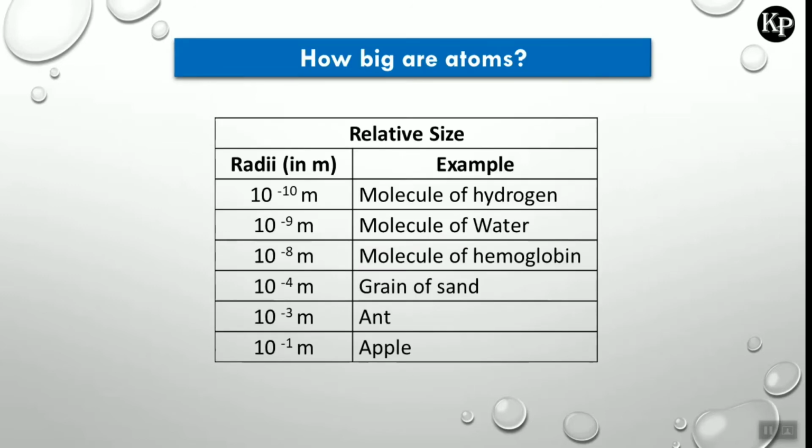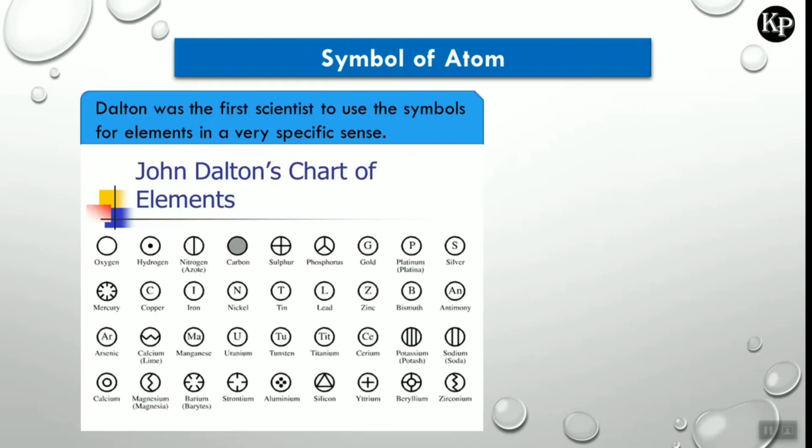So these are some relative sizes of different molecules. You can see the molecule of hydrogen having a radius of 10 to the power minus 10 meter, the molecule of water having a radius of 10 to the power minus 9 meter, the molecule of hemoglobin having a radius of 10 to the power minus 8 meter. So these are some examples of relative sizes of different molecules.